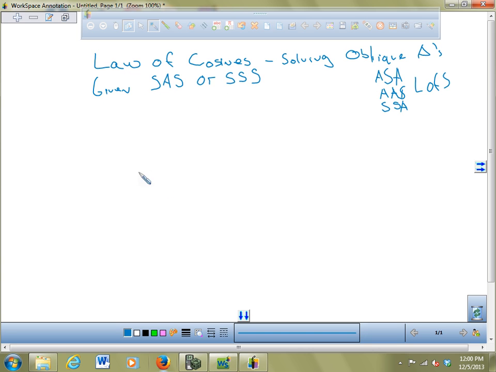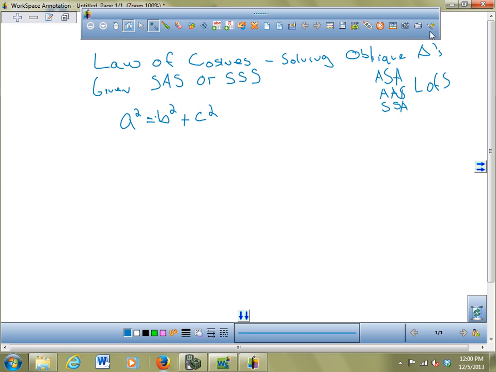And so what does law of cosines look like? It looks a lot like the Pythagorean theorem. A squared equals B squared plus C squared. But because it's an oblique triangle, let me draw an oblique triangle.